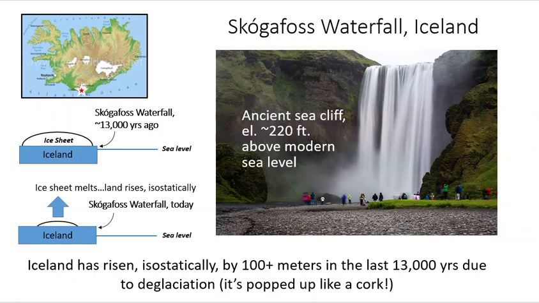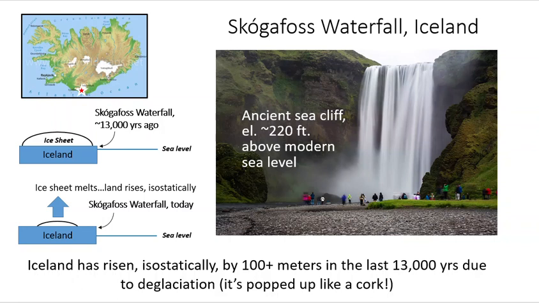Nowadays, if you go visit the Skógafoss waterfall, the base of the cliff is over 200 feet above sea level. So what's going on here? Well, the take-home message is simply that since the end of the last glacial maximum, Iceland itself, pretty much the entire island, has been popping upward isostatically like a cork. Iceland as an entire island has risen by, in some places, over 100 meters. That's over 300 feet vertically in just the last 13,000 years due to isostatic rise. And what's going on here?